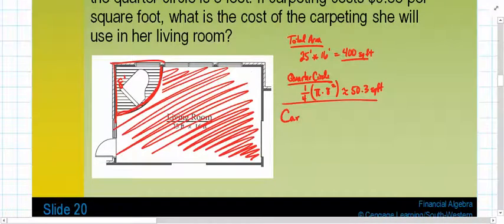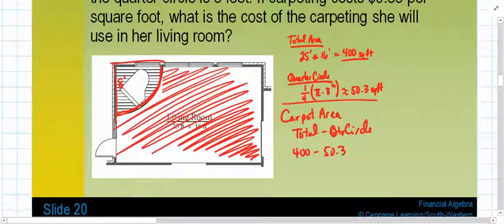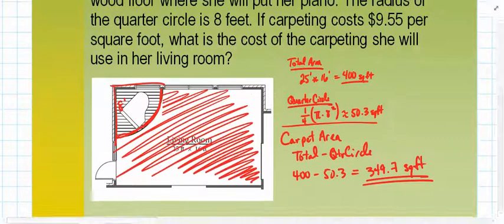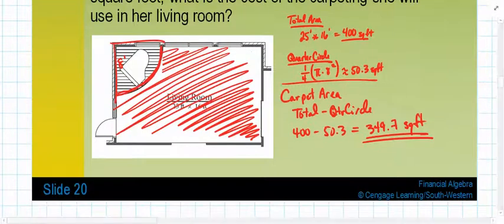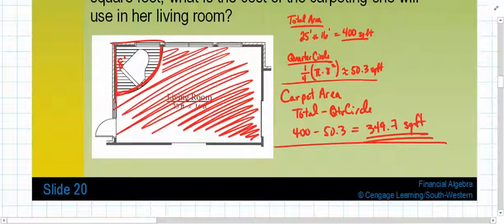But now let's talk about the carpeted area. The carpet area, well, that's equal to the total area minus the circle or the quarter circle. So we found 400 square feet minus 50.3 square feet. That's going to leave us with 349.7 square feet that needs carpet. Now, if we know that the carpeting costs just under $10, $9.55 per square foot, we can finish out the cost very easily from here.